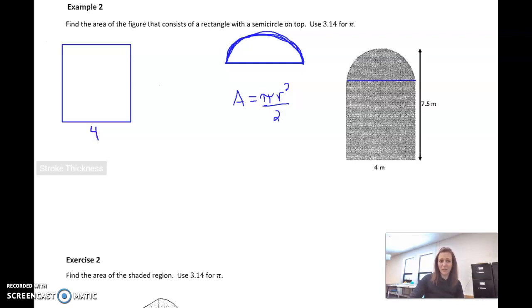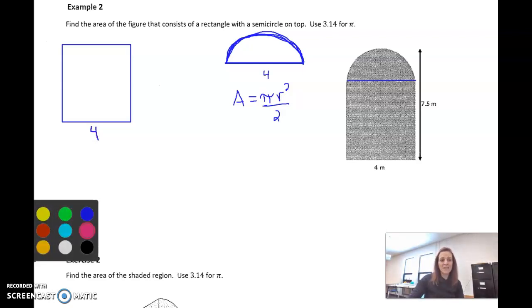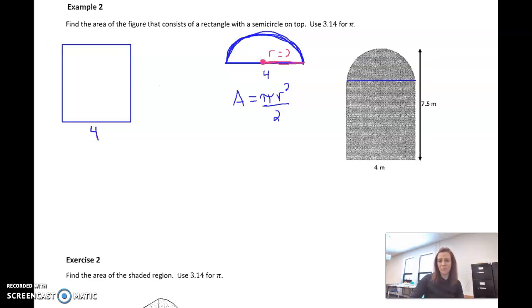How can I figure out the radius? Well, this right here, this bottom, is how long? It's 4, right? 4 meters. But I want the radius. That's the diameter. The radius is only half of that. So my radius is 2. Okay, so I know my radius is 2. So I could figure this out.